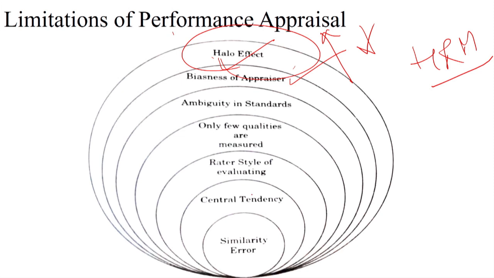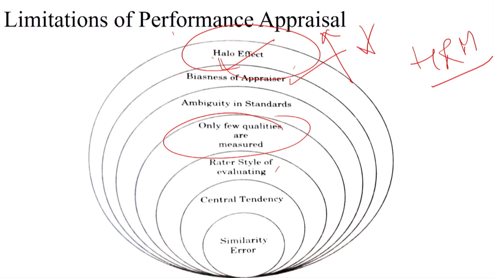Then the next one is related to the few qualities which are actually measured. With the help of performance appraisal, only a few qualities can be measured. There can be some other qualities which at times go unnoticed. We also know, my dear friends, that all individuals differ from each other in terms of background, values and behavior. Naturally, because of their differences, or maybe because of the diversity in the company, it is not possible to measure all the qualities. Then the next limitation is related to the rating style of the person.